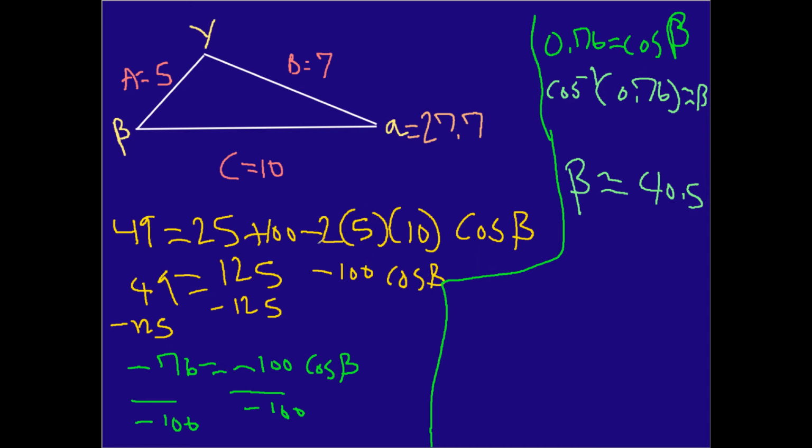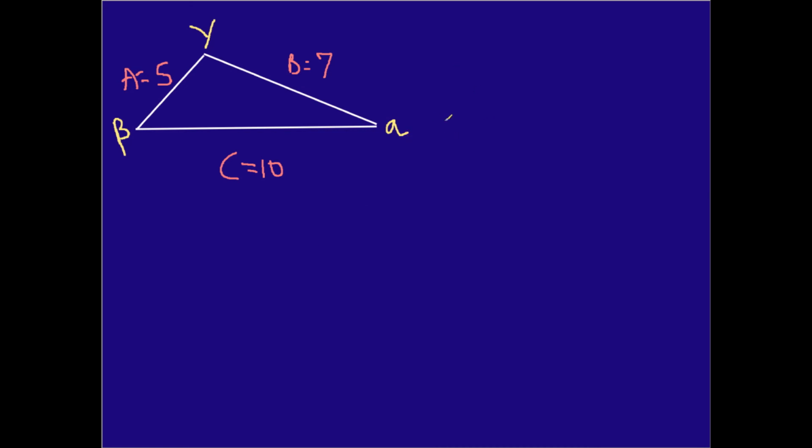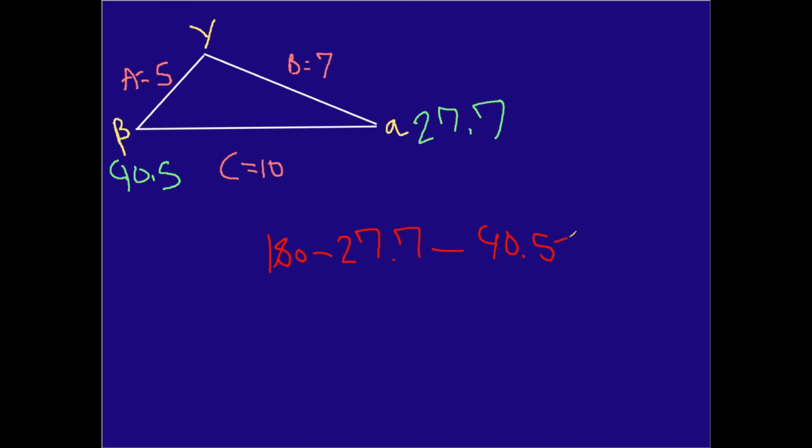So let's find gamma. So here's our last one. So we know alpha is 27.7, beta is 40.5. Well, gamma is going to be easy. All we have to do is the following. No need for any kind of fancy calculation. We just do the following trick. We just take 180 minus angle A, which is 27.7, minus angle B, which is 40.5. And if you put that on your calculator, you get 111.8. So we know that gamma equals 111.8, like so. And we're done.